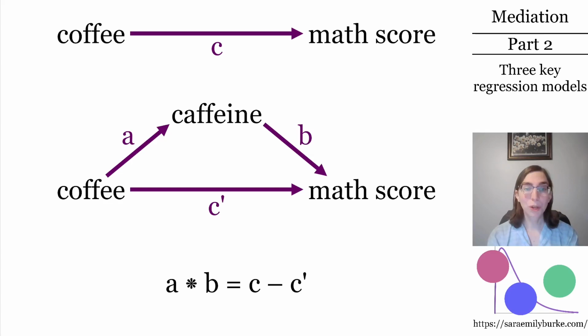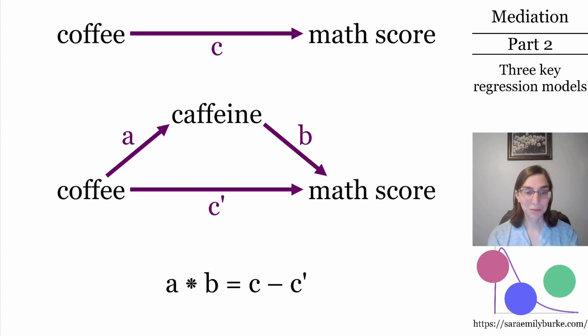Math score has two arrows pointing toward it, so this diagram indicates that there is a model in which math score is the response variable and there are two predictors, coffee and caffeine. These are treated as additive predictors or main effects, just two terms in the same regression model. The slope of caffeine in this model, adjusting for coffee, is labeled b, and the slope of coffee, adjusting for caffeine, is labeled c prime.